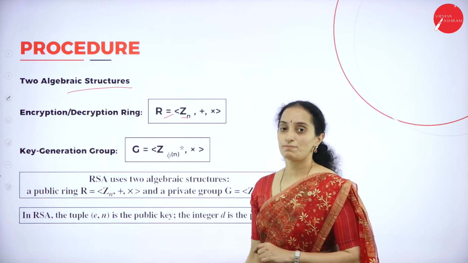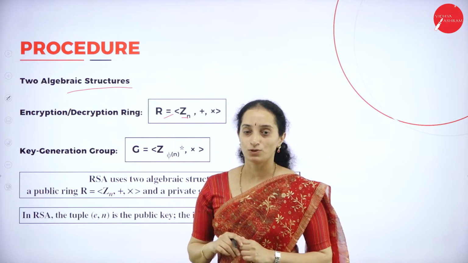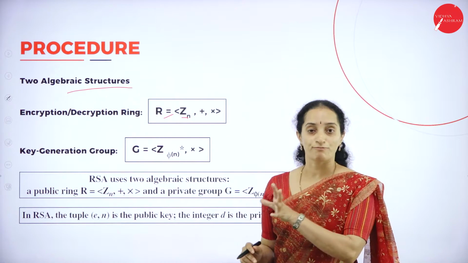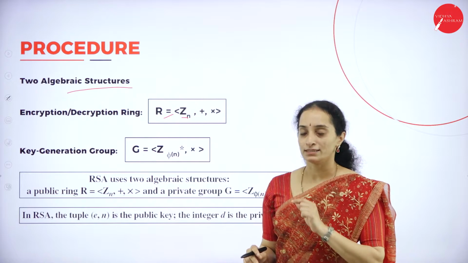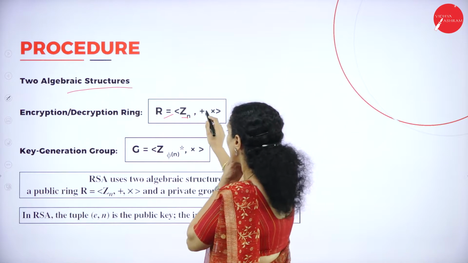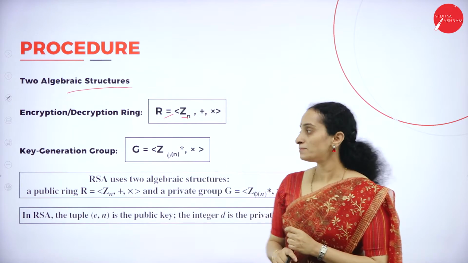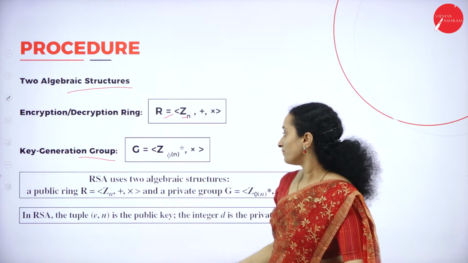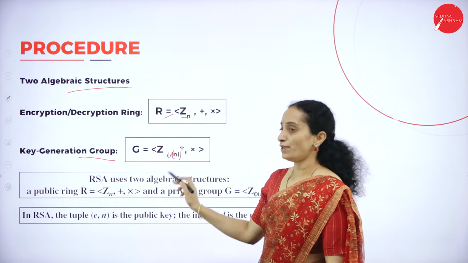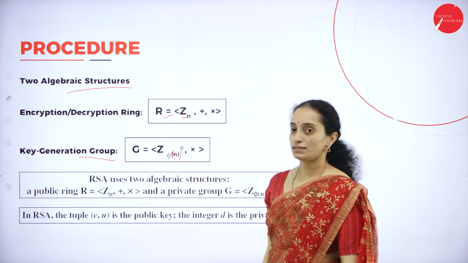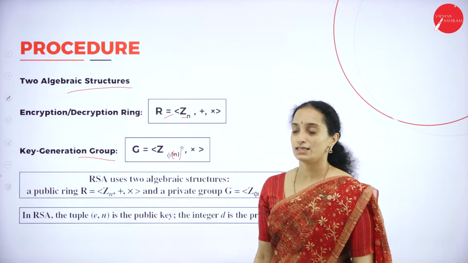ciphertext. Z to the base n, Z as we said represents the base that needs to be used. n represents the maximum number of characters, like if we use an English message in the English language, it will be Z to the base 26. So we use the additive and the multiplicative values to get the ring. For the key generation group, we use G equals the set of Z to the base phi of n with the multiplicative inverse. We use the multiplicative inverse to calculate the key generation group.